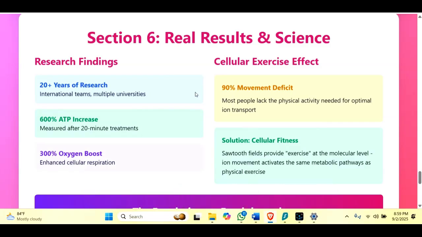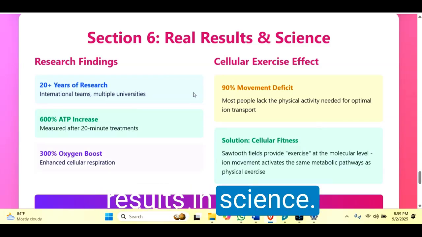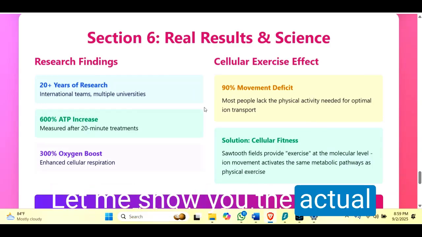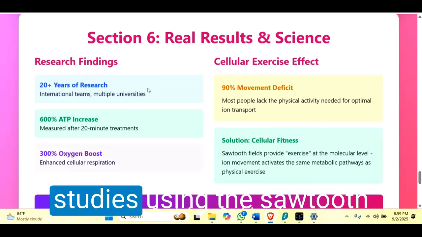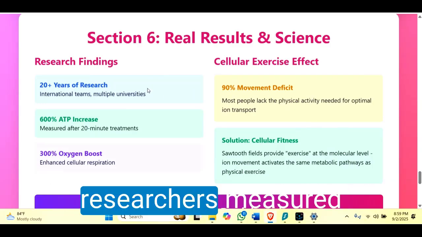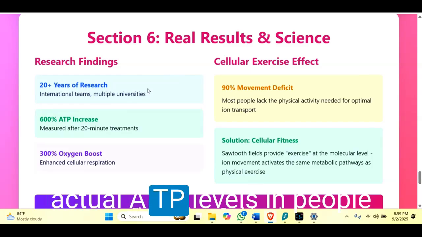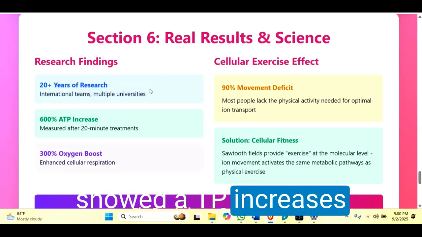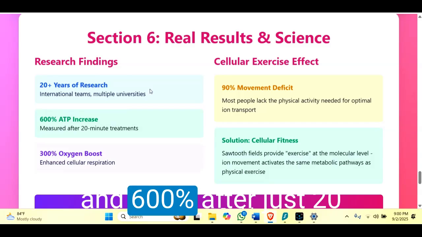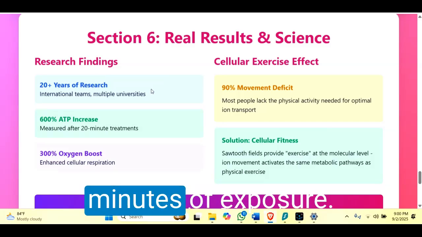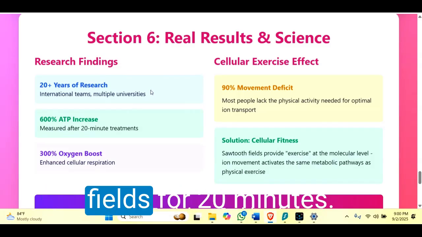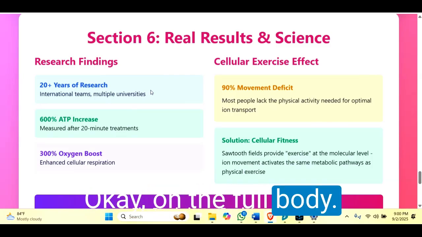Almost near the end. Section 6, real results in science. So the numbers don't lie. Let me show you the actual research data. In controlled studies using the Sawtooth electromagnetic fields, researchers measured actual ATP levels in people before and after treatment. The results, most people showed ATP increases between 100% and 600% after just 20 minutes of exposure. That means like literally running the electromagnetic fields for 20 minutes, okay, on the full body.